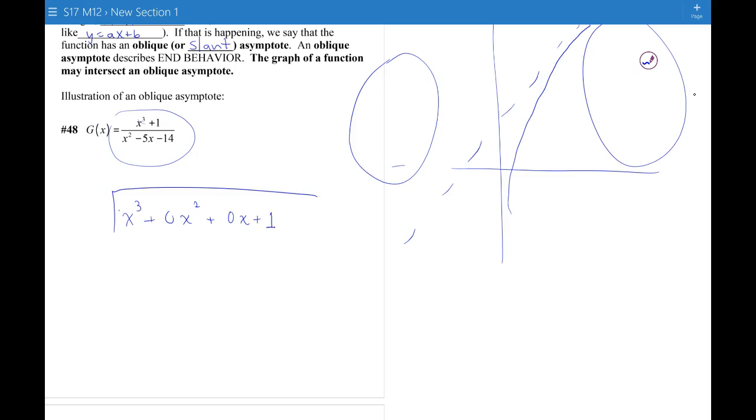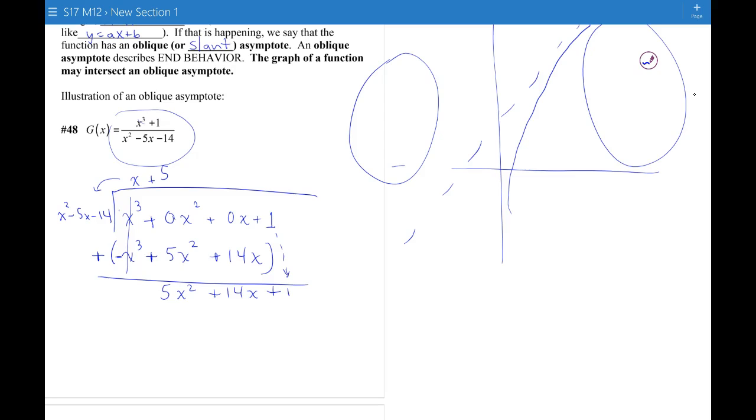You have to have placeholders for any degrees that are missing. So you have x cubed plus 0x squareds plus 0x's plus 1. You're dividing by x squared minus 5x minus 14. So you put an x up here and then multiply and get x cubed minus 5x squared minus 14x. And then you subtract. Subtracting means to change all the signs and add. So these x cubes cancel out, and I'll have 5x squared plus 14x plus 1. And then I have plus 5.